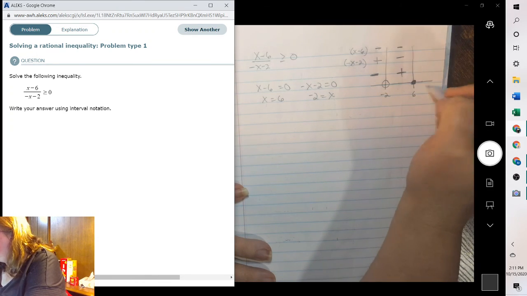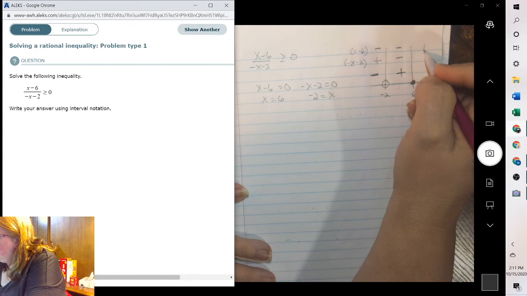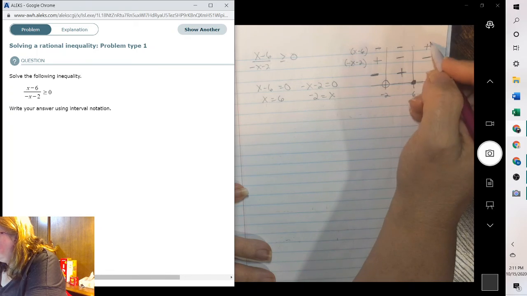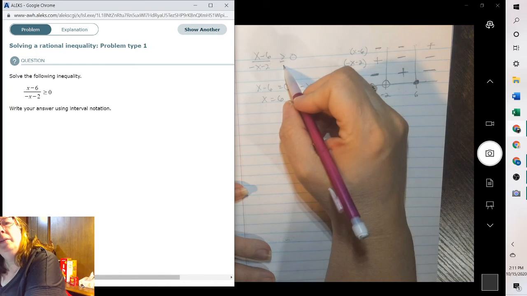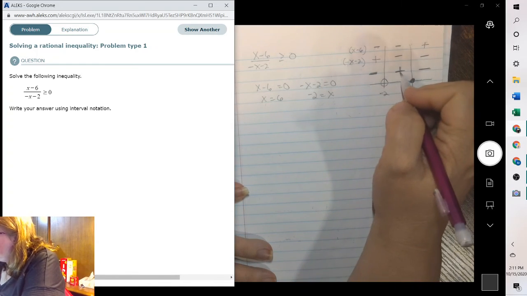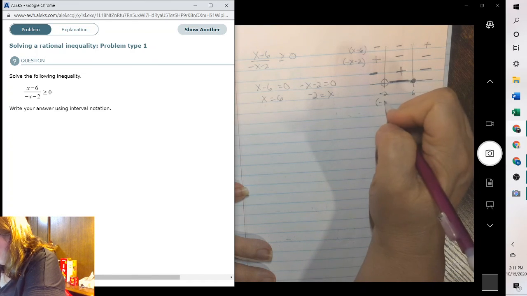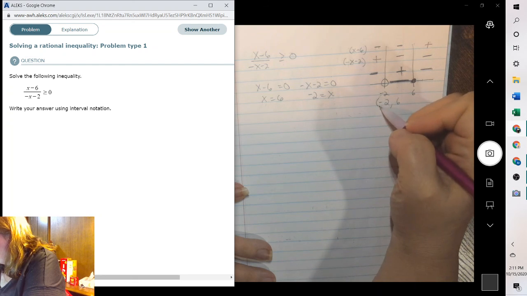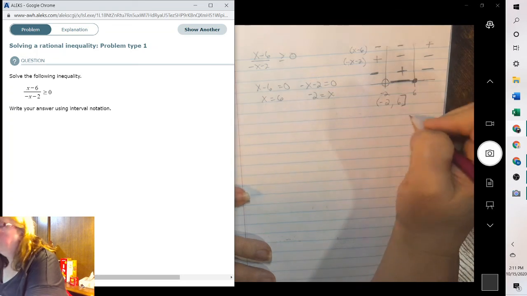And last one, anything above 6. 7 minus 6 is positive. Negative 7 minus 2 is negative. A positive and a negative is a negative. We wanted greater than or equal to. Greater than is the positive, so this is in between. We go negative 2 to 6. We're not including the negative 2, so it has a parenthesis, but we are including the 6, so it has a square bracket. That's all there is.